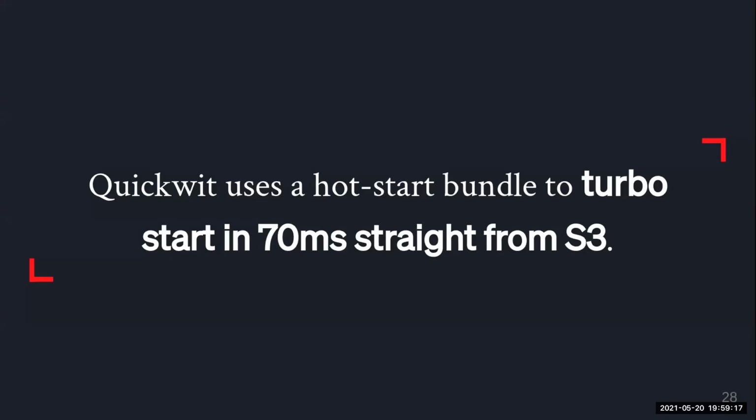So what we do is after we have finished indexing a part of the index, we create a bundle. It's a static cache file that contains all of these little footers and little bits of information that are needed to open an index. And so when you send us a query, the first thing that we do is download this bundle, and it's only one I/O operation to open the index. So opening an index with Quickwit only takes 70 milliseconds, even though we do that from Amazon S3.